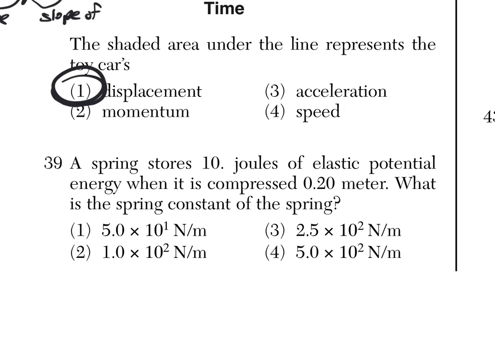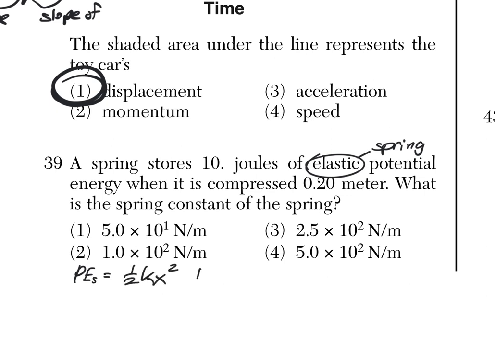39. A spring stores 10 joules of potential energy when compressed 0.2 meters. What is the spring constant of the spring? So spring potential energy is what it's talking about here. Elastic potential, by the way, that means spring. So if you're like, what the heck is elastic potential energy? It's spring potential energy. It's 1/2 k x squared.